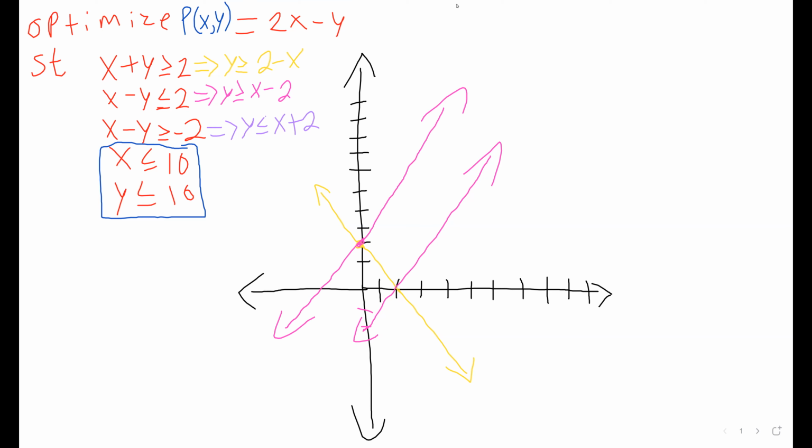So for the yellow one, it's going to be everything on top of the line because it's a greater than symbol. We can see that right here. So I'm going to shade everything on top of the line slightly. So it's something like this.